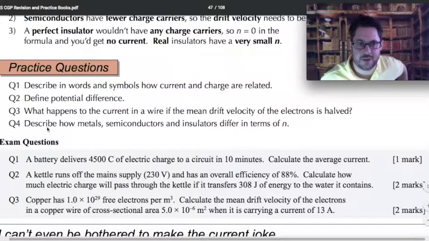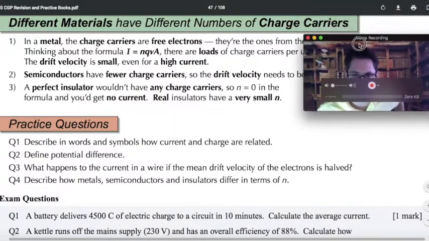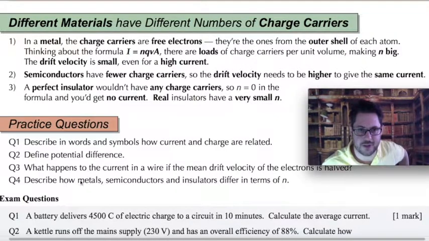Describe how metals, semiconductors, and insulators differ in terms of N. Well, we didn't actually look at this part, but let's see what it says here. So, yeah, in a metal, charge carriers are free electrons, so N is going to be a lot. And then semiconductors are going to have less than metals, but more than insulators. And then insulators, they don't have any. A perfect insulator would have no charge carriers, so N equals 0.